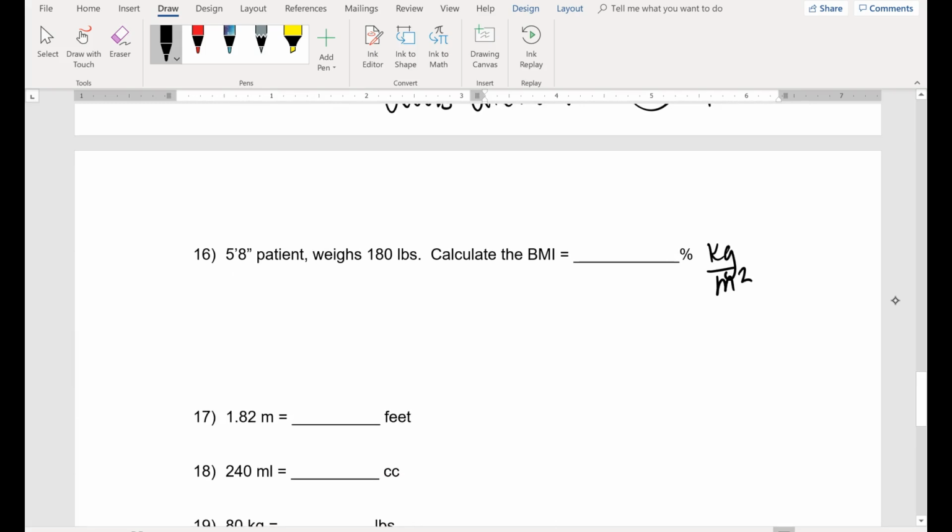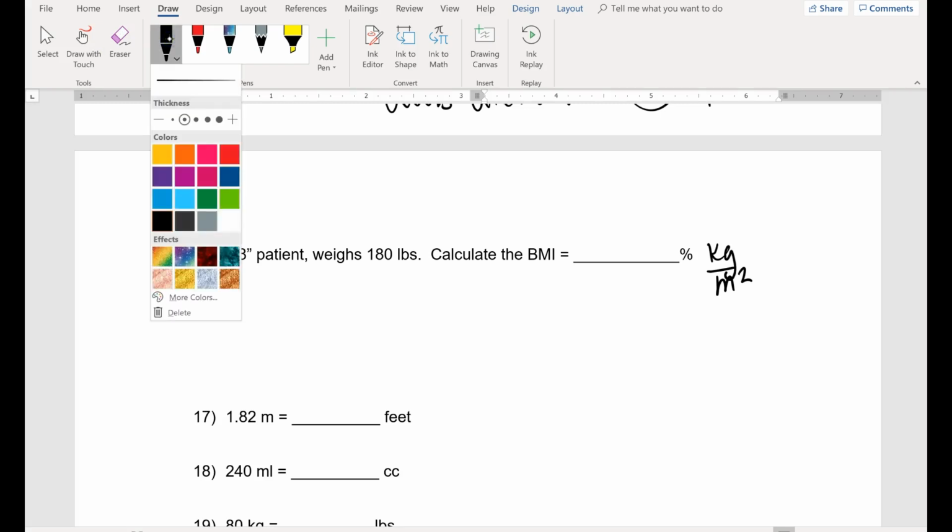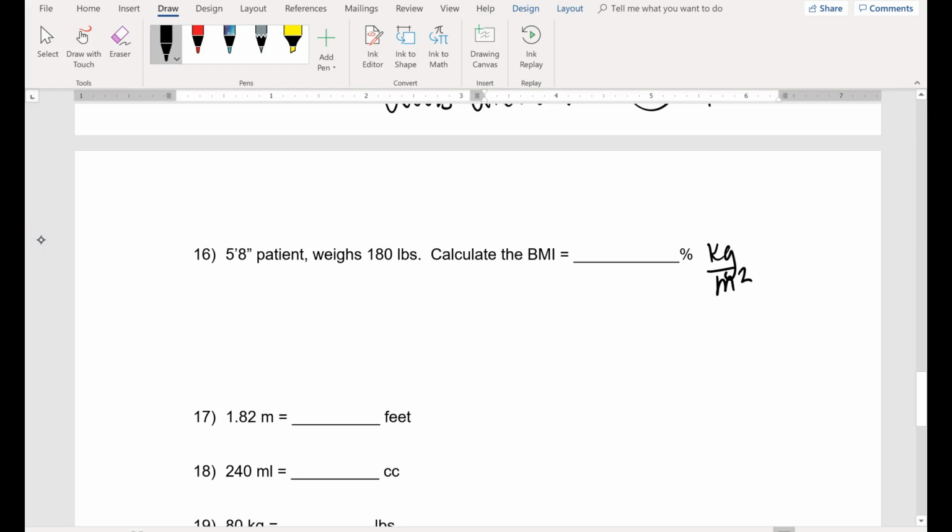So now you have an issue, right? Because I gave this to you in American, because we're so good at that. Okay, so first we have to figure out how much these are in our metrics, right? Because our formula is in metrics. Okay, so kilograms are first. Okay, remember 180 pounds. In order to find out how many kilograms that is, we're going to divide by 2.2.